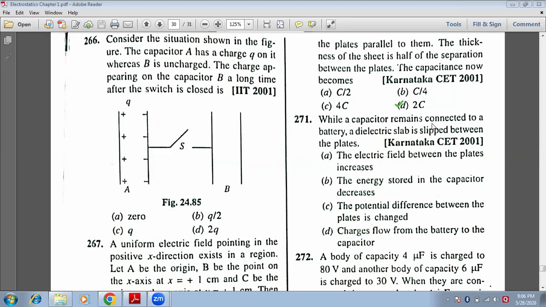While a capacitor remains connected to a battery, a dielectric slab is slipped between the plates. Option A, the electric field between the plates increases. Option B, the energy stored in the capacitor decreases. Option C, the potential difference between the plates is changed. Option D, charges flow from the battery to the capacitor. Correct answer, option D, charges flow from the battery to the capacitor.